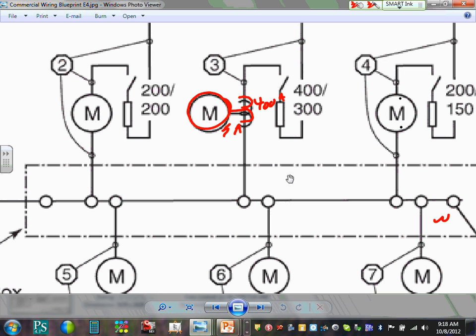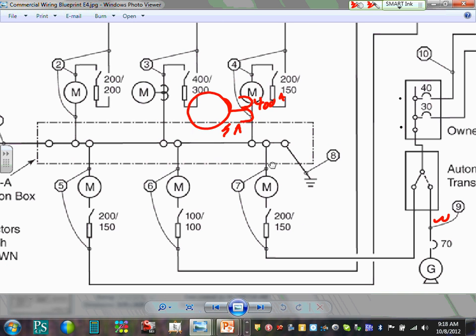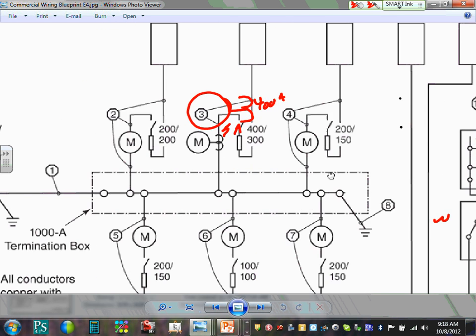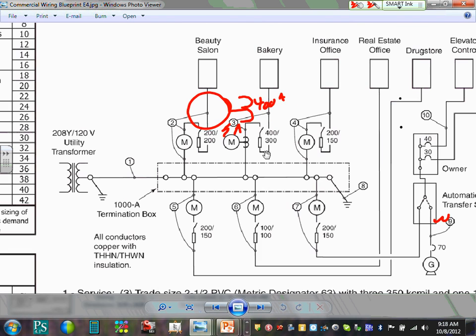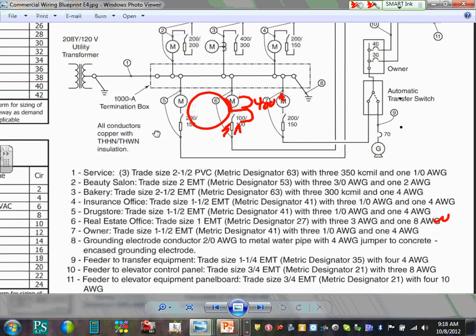The rest of them, can you guys see it? This is up to 200. I don't think they have anything higher than 200 amp here, do they? All the 200 amp are up to 200 amp. They're right through it. Can you guys see how it goes right through it? Everybody can see that? Okay, very good point. Thank you for mentioning that one.